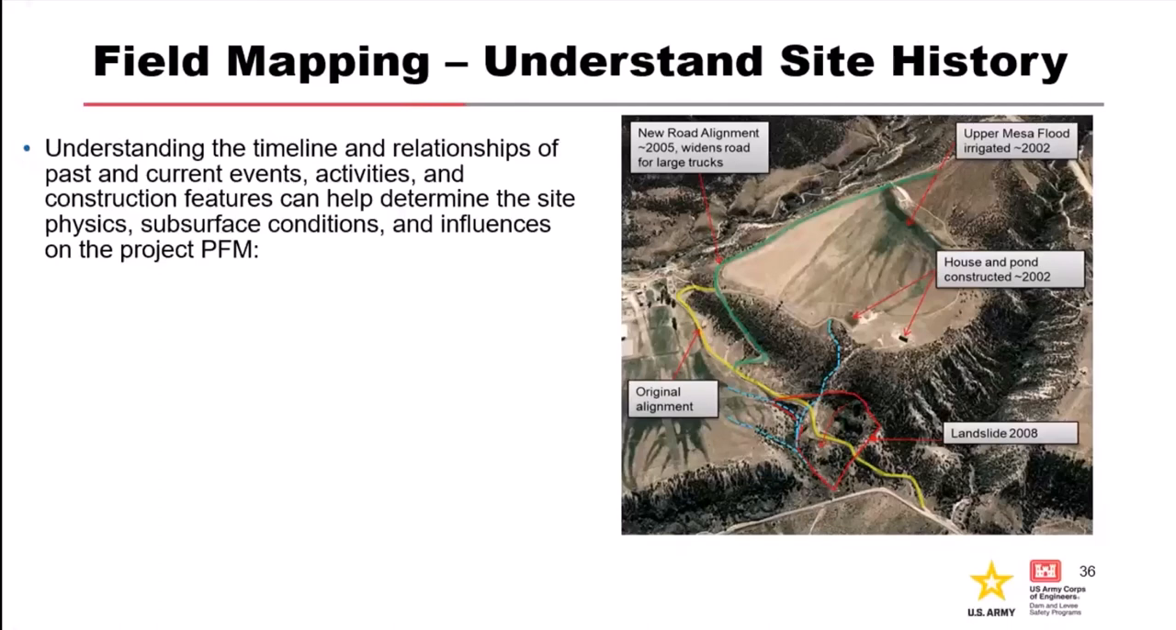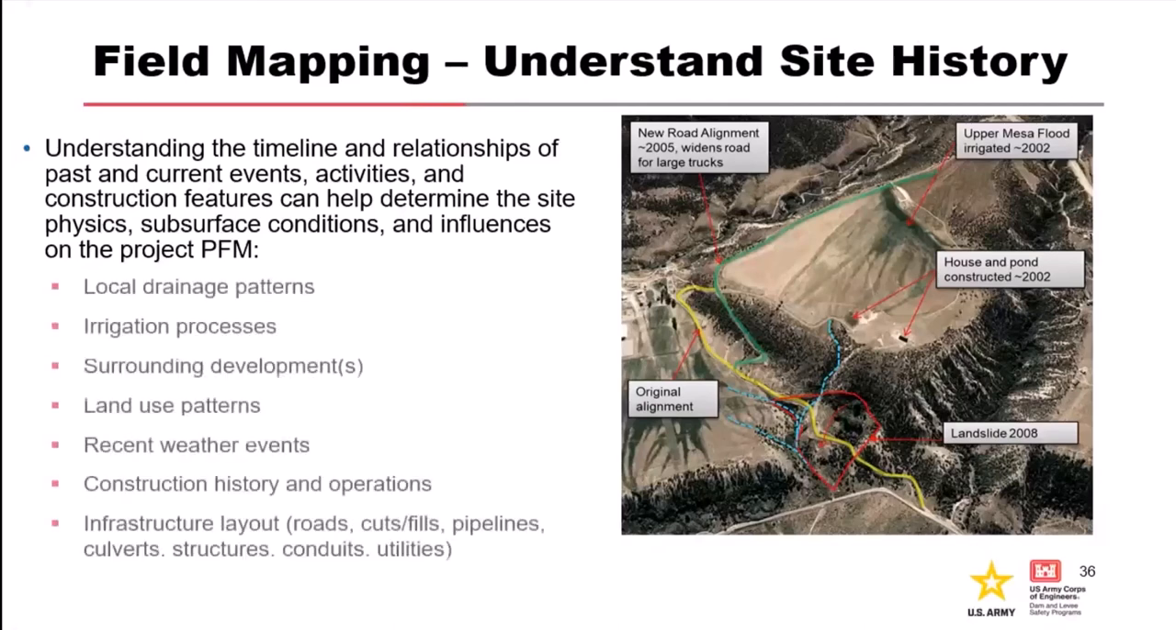So also understanding the timeline and relationships of past and current events, activities, and construction features can help understand the site conditions. What I mean by that is, what are the local drainage patterns? Have they changed over time? Where's surface water, and where is it flowing? Are there irrigation processes that are important? A leaking pipe somewhere might be something that we would map. You see a pipe that's got a big leak, or a drainage ditch that's overflowing in the area, and it looks like it's done it for a while. That might help you understand what's triggering a landslide, for example.